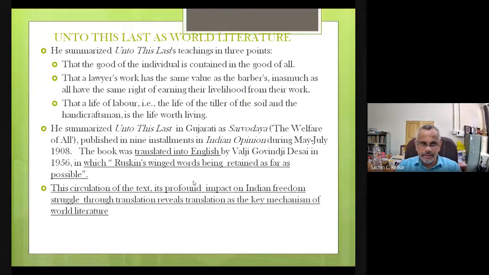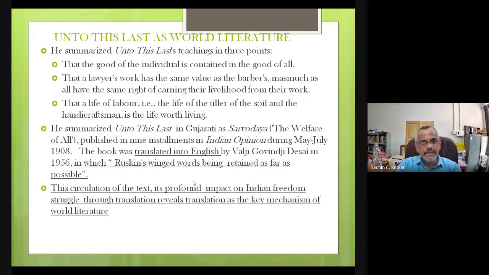And these are the three principles. That the good of the individual is contained in the good of all. You cannot have good things for yourself, or your good future does not lie only in your personal individual future, but a good future for all. The second revolutionary idea here is that a lawyer's work has the same value as the barber's, in as much as all have the same right of earning their livelihood from their work. And the third idea is that a life of labor, the life of the tiller of the soil, and the life of the handicraftsman is the life worth living. Now, these are the three cornerstones of Gandhian philosophy and Gandhian political struggle that we are aware of.